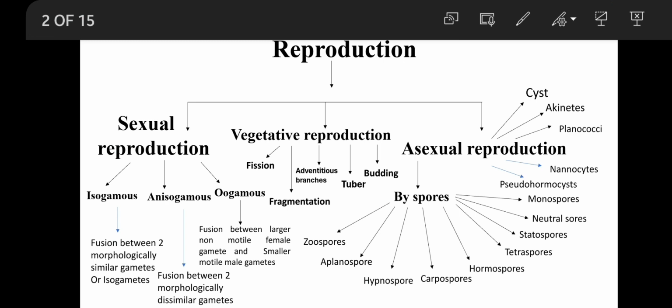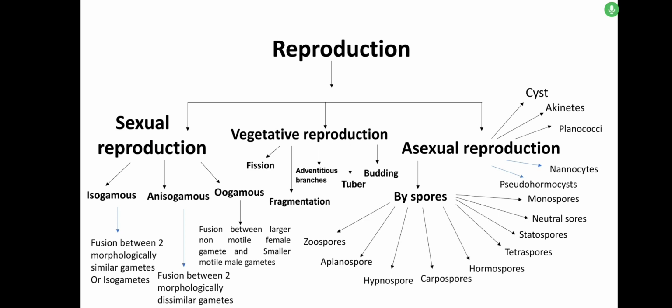Algae reproduce sexually by isogamous, anisogamous and oogamous patterns. In the case of isogamous, fusion occurs between two gametes which are morphologically similar. In the case of anisogamous, the fusion occurs between two dissimilar gametes. And in the case of oogamy, fusion occurs between a larger non-motile female gamete and a smaller motile male gamete.